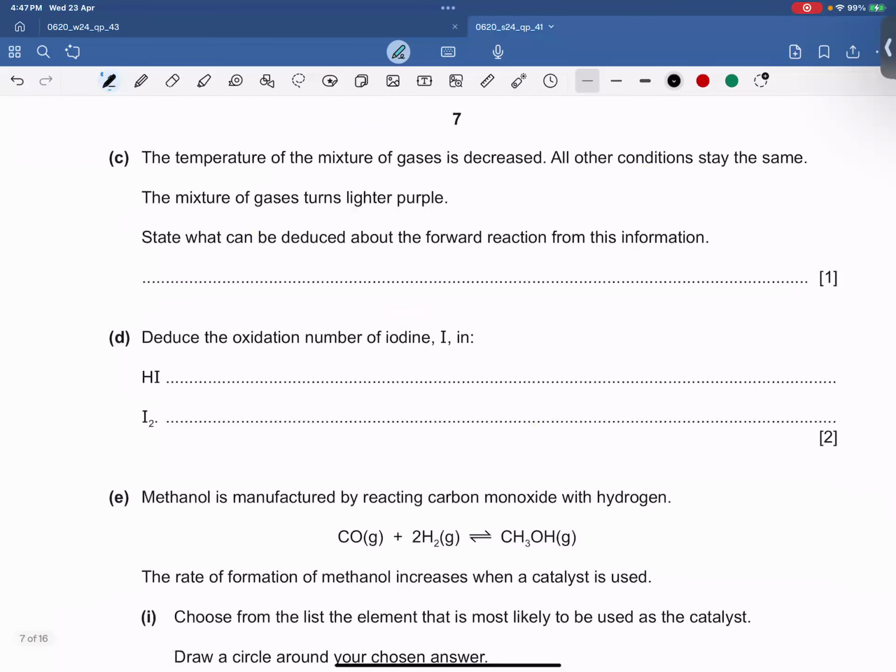Part C. The temperature of the mixture of gases is decreased. All other conditions stay the same. So the examiner is looking for the explanation in which temperature is decreased. The mixture of the gases turns lighter purple. State what can be deduced about the forward reaction from this information.